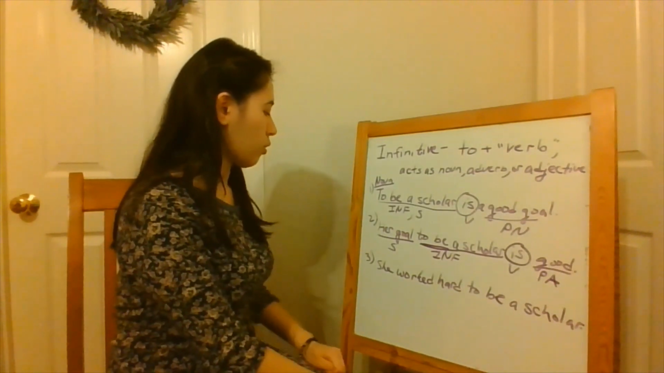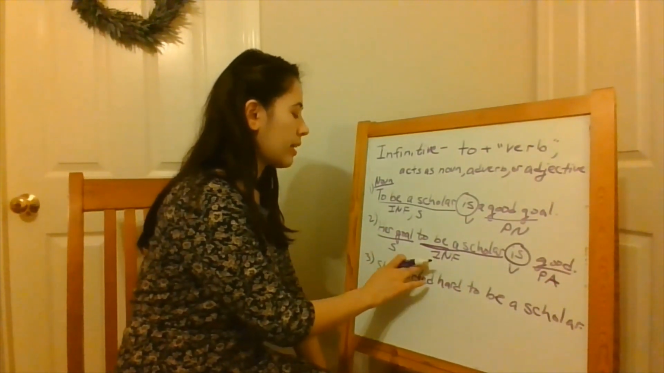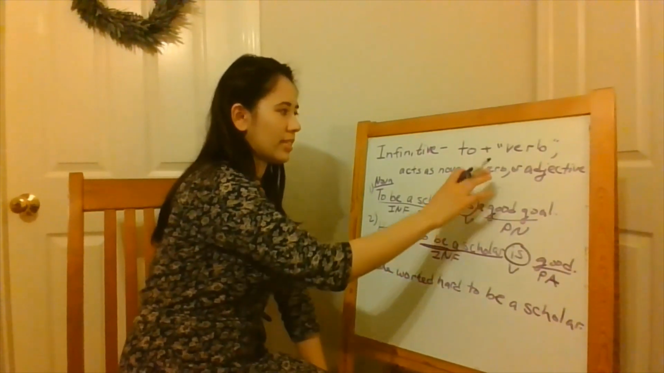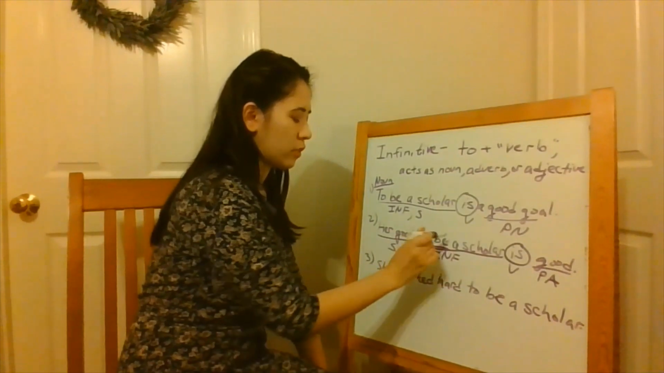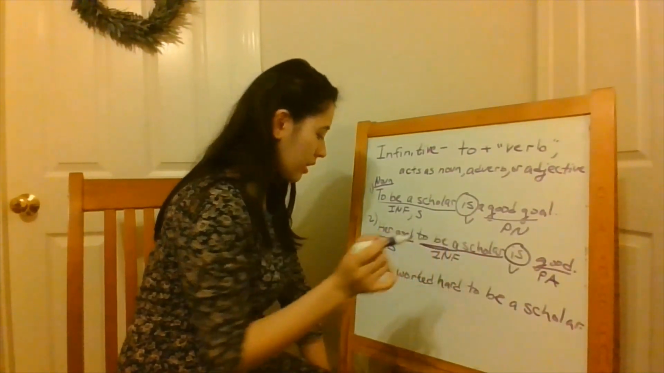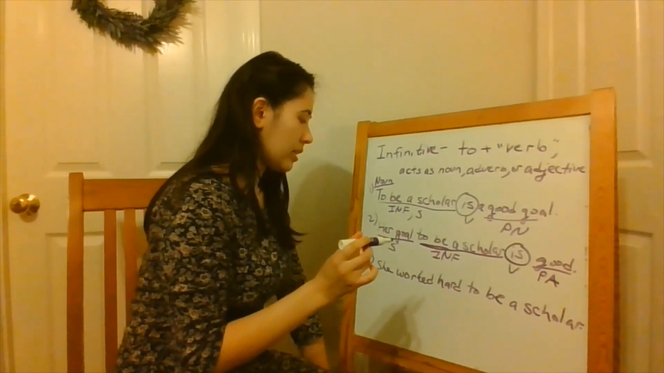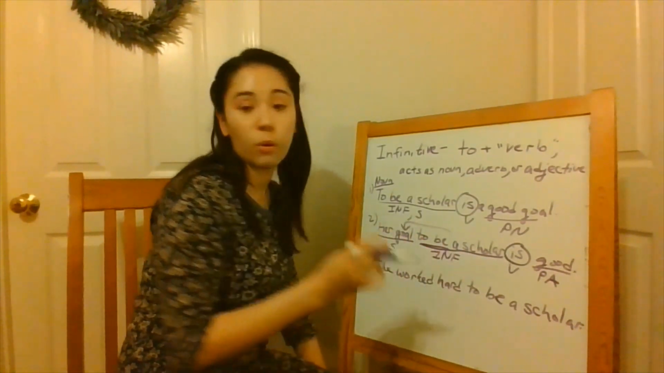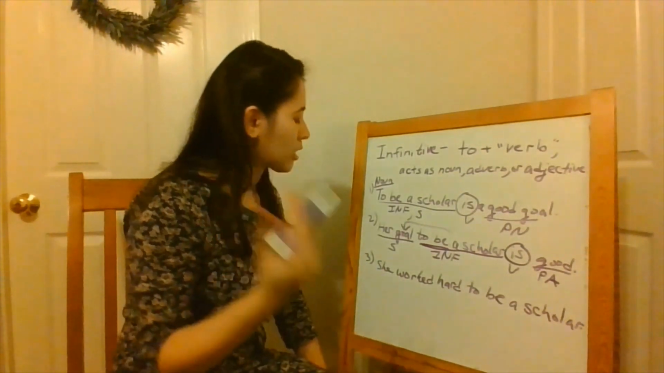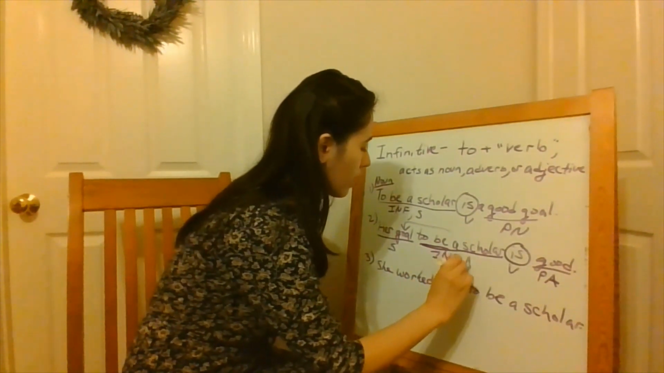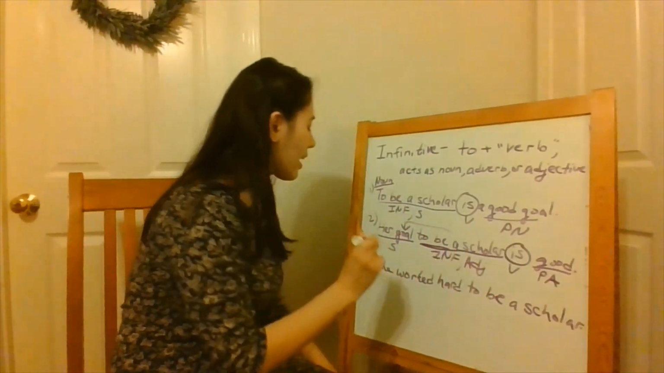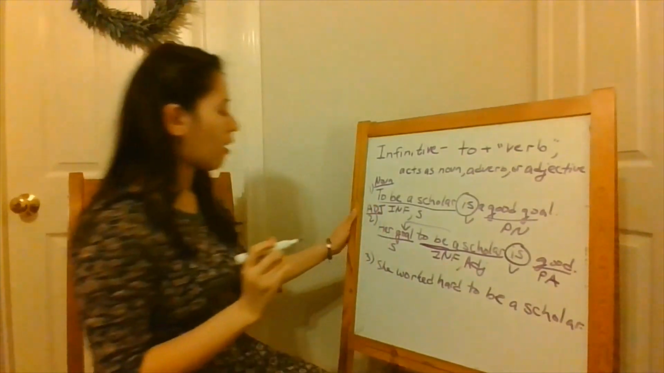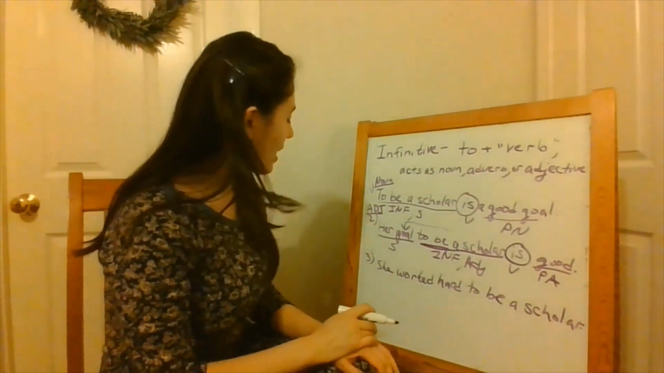So now we need to think, okay, so here it's not acting as a noun. Now we need to decide if it's an adverb or an adjective. So what is to be a scholar doing here? It is not describing is, but it is describing her goal. So what kind of goal is it? It explains the goal. It describes the goal. That means it's acting as an adjective. So then here we see how the infinitive is acting as an adjective.